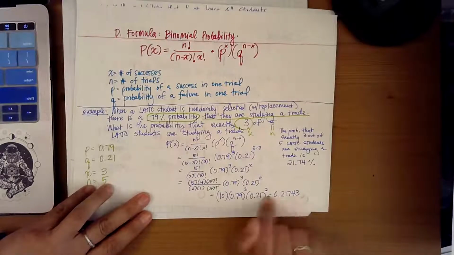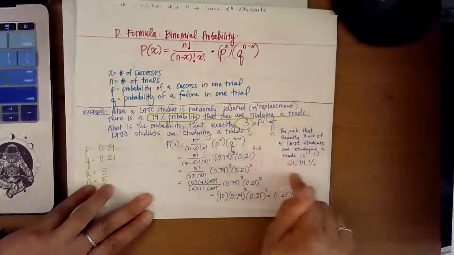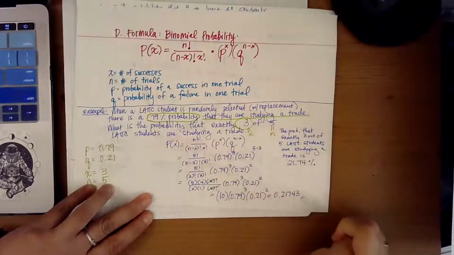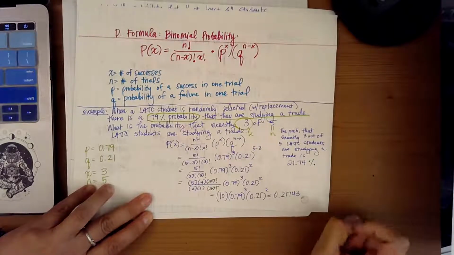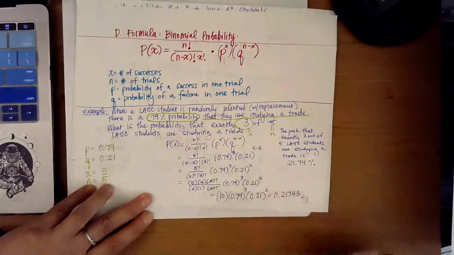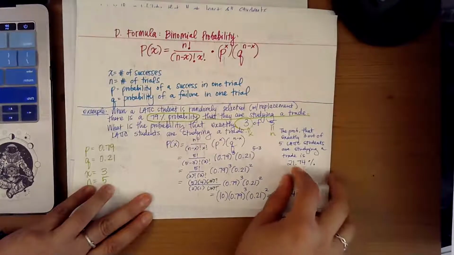Again, this is the probability in decimal format, but my answer would always require you to answer the question. The probability that exactly 3 out of 5 LATTC students are studying a trade is 21.74%. So I took this number here, converted it back to a percent for the context.